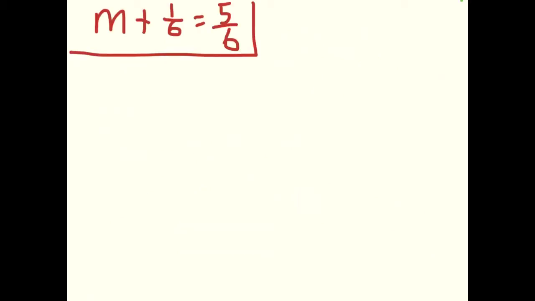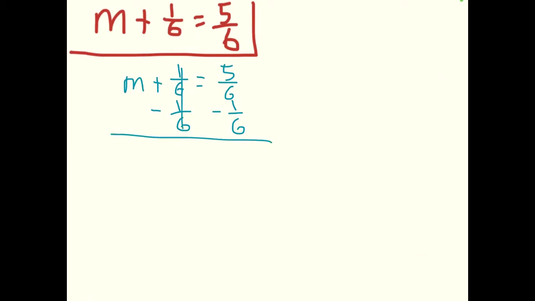Okay, so this is how you solve using addition or subtraction with fractions. So what you do is you write out the problem. m plus 1/6 equals 5/6. Okay, so then what's the opposite of plus 1/6? It's minus. So you do minus 1/6. And you do minus 1/6. Cross it. It's technically m plus 0. So m equals 5/6, and then minus 1/6.